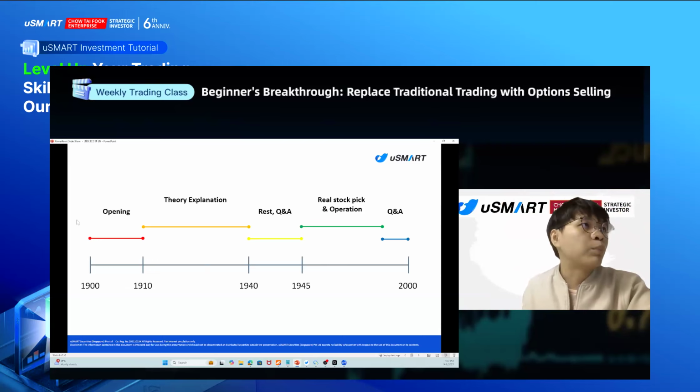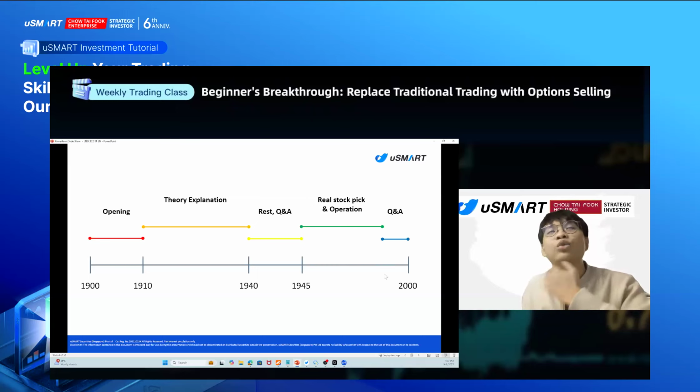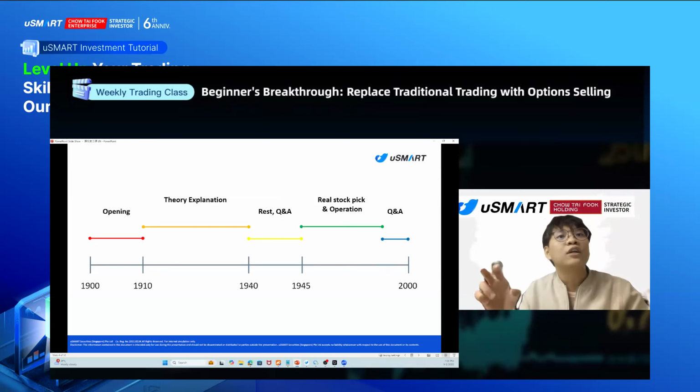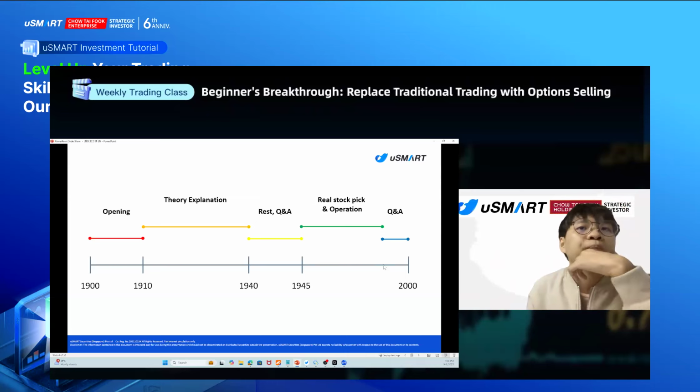And this is the process that we'll go through today. Now is the opening stage. Later on, we will go to the theory explanations, and we will rest for a little bit. If you have any question regarding the theory part, you can just ask. Afterward, we will go to the real stock pick and operations. But today the market is closed, so we might just screen through some stocks and hopefully use today's strategy on those stocks. And then we'll have the Q&A at last.